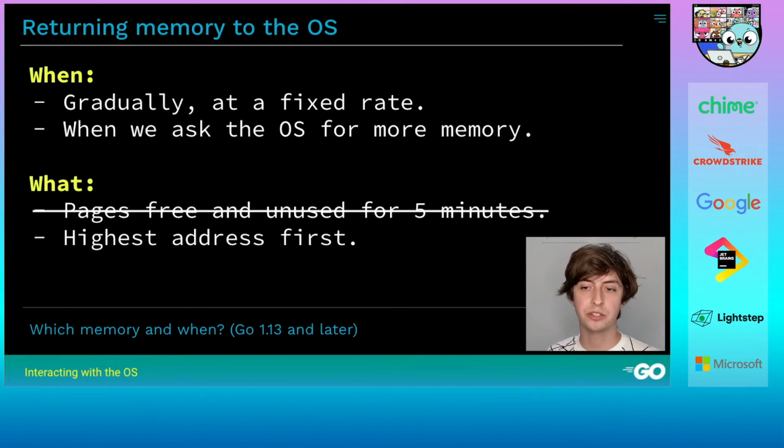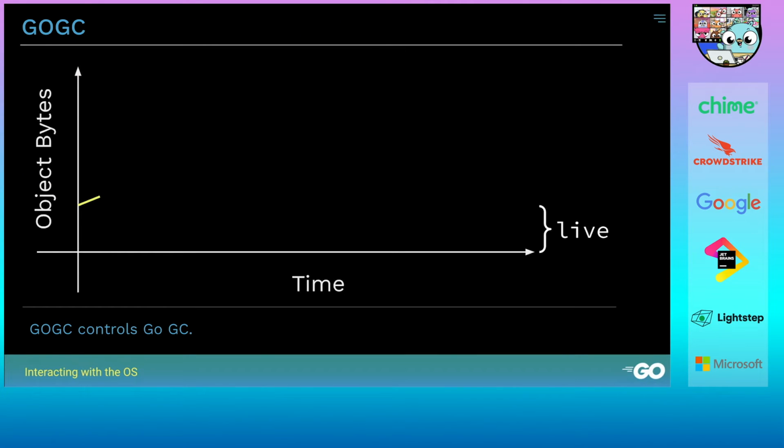And so there is an answer to this question, but instead of thinking about memory like a human, we need to think about it like a GC to understand what the answer is. So the Go garbage collector views the world kind of like this. At the start of a GC cycle, it knows how many bytes of objects are live. And what this means is bytes of objects that are reachable.